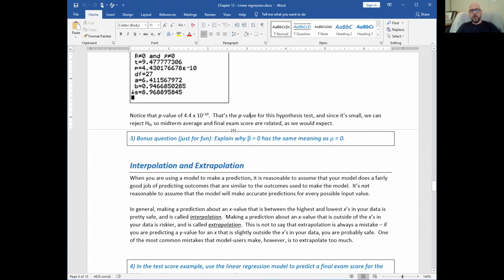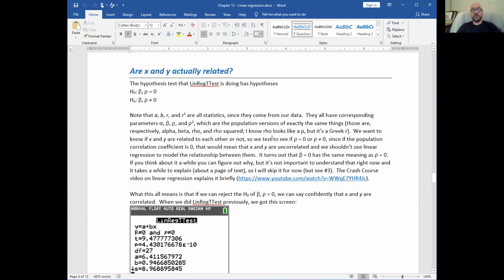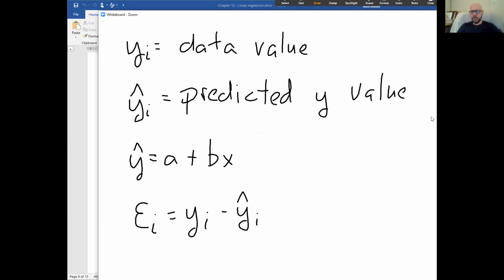So I want to explain why beta equals 0 means exactly the same thing as rho equals 0. You don't technically need to know this, but I will go ahead and explain it anyway. So feel free to skip over this portion of the video if you would like to. All right, so here's my explanation of why beta equals 0 means exactly the same thing as rho equals 0. I'm going to do a whiteboard for this explanation.